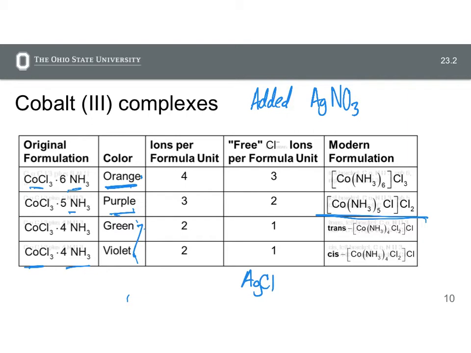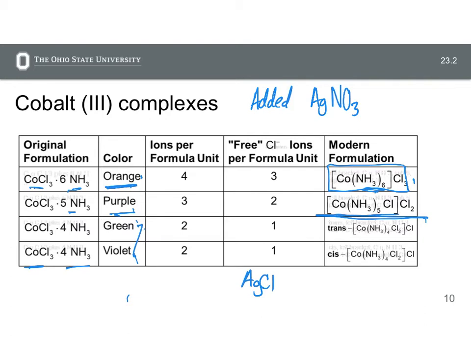So in the orange solution, he found that there were 6 ammonia coordinated to the central cobalt atom, and so there were 3 chloride ions in solution. So this is essentially a salt right here. The chlorides dissociate, much like NaCl, okay, and he could precipitate out the chloride.